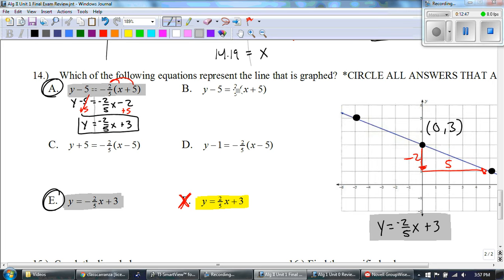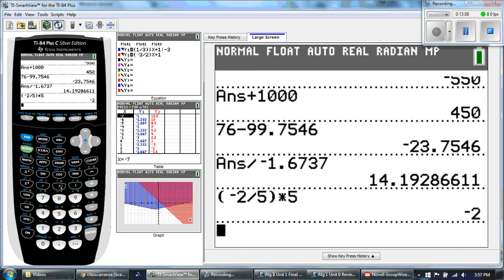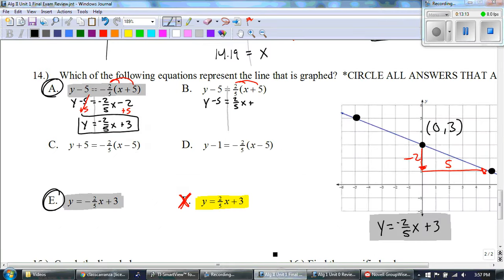Okay, what about B? Do you know right off the top of your head? Well, if not, let's figure it out. So the first thing that we have to do, distribute the 2/5. So we get 2/5 x plus, and we just did something very similar, but 2/5 times 5 is 2. This time it's a positive 2. I need to add 5 to both sides. So we get y equals a positive 2/5 x plus 7.